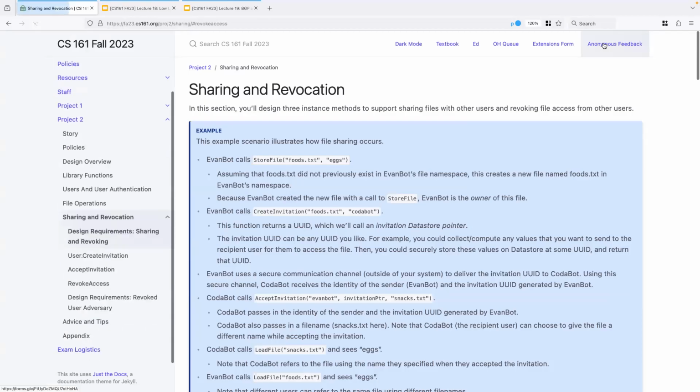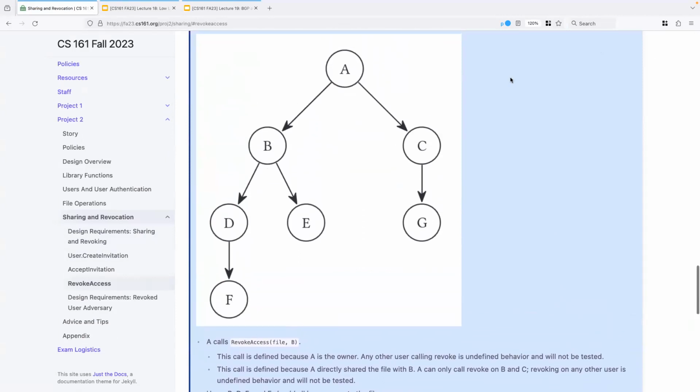Yep. Example can be revoked. So can be revoked is undefined, right? Whether you allow it or not, we don't care. We are never going to test a case where B calls revoke, if that's what you're asking. Yeah, that's a great question. Okay, anything else you want to know about this picture, the graph?